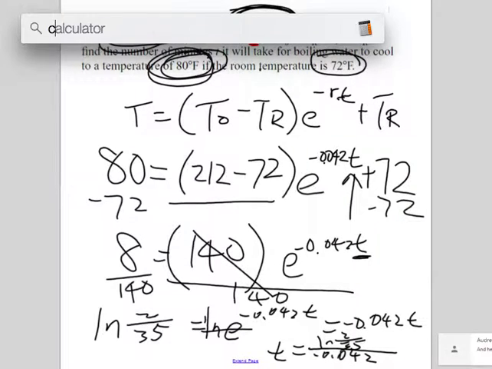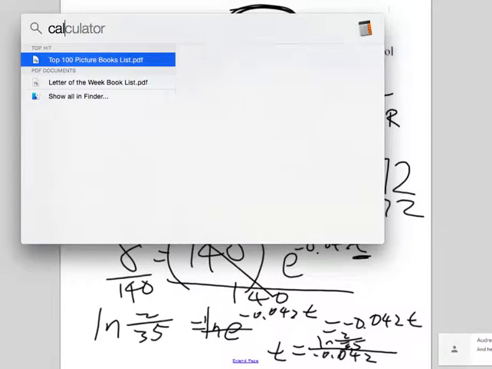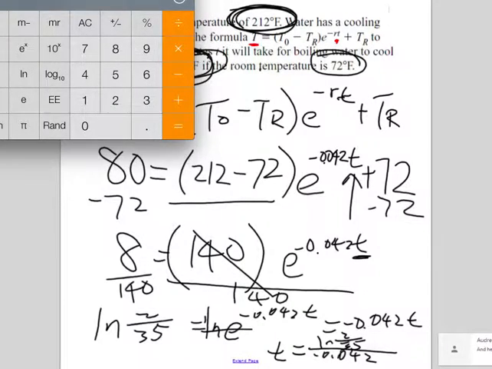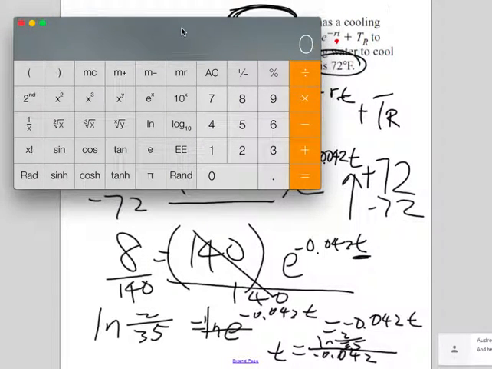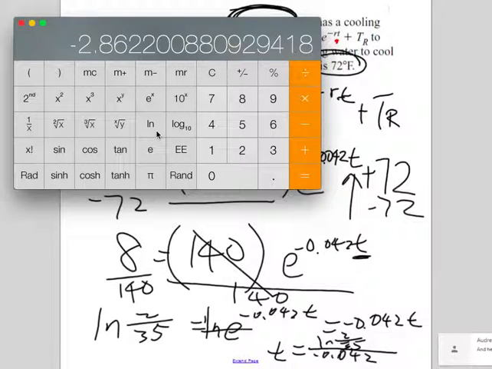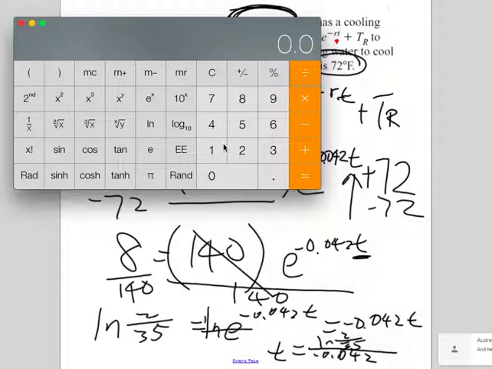So now I take out the calculator. I do 2 divided by 35, take the natural log, divide this by negative 0.042, and that equals 68 minutes. That's my final answer.